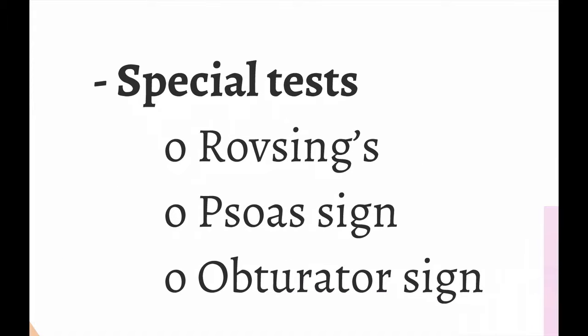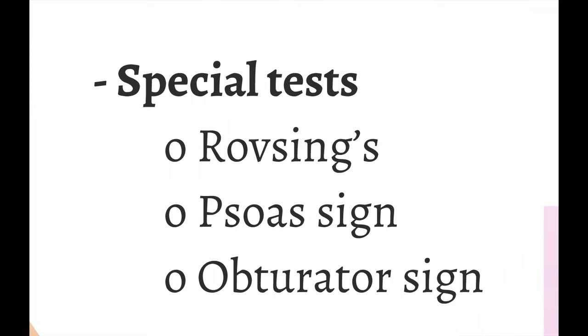Special tests can be performed to elicit pain from appendicitis. A positive Rovsing sign is pain felt in the right iliac fossa when the left iliac fossa is palpated. This is due to peritoneal irritation at the right iliac fossa. A positive psoas sign is when the pain is reproduced when the right hip is passively extended or actively flexed. This is indicative of a retrocecal appendix, which typically lies over the psoas muscle, a hip flexor.